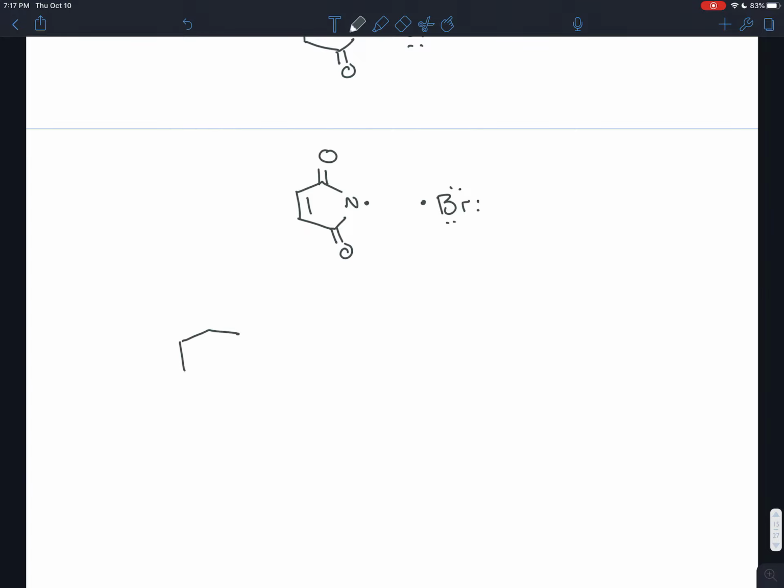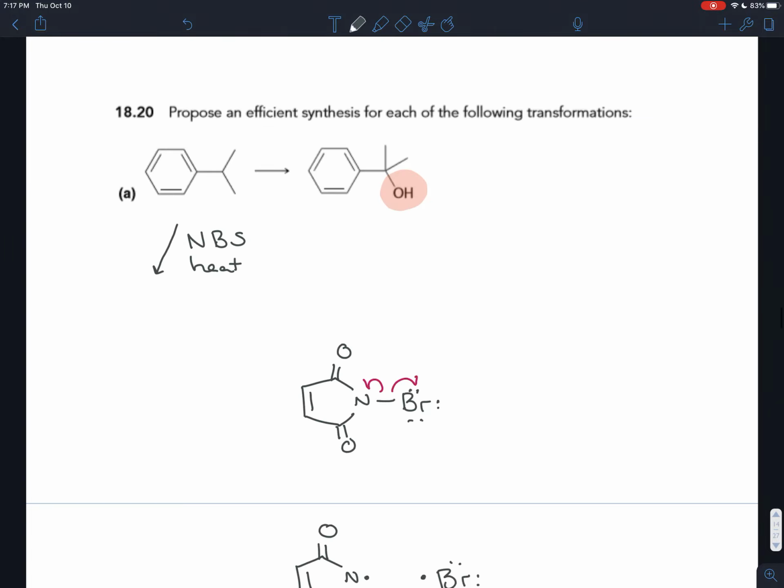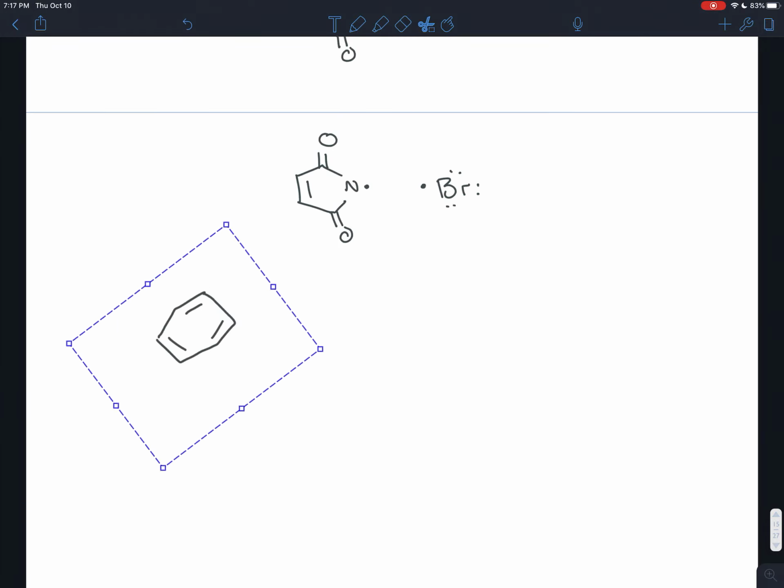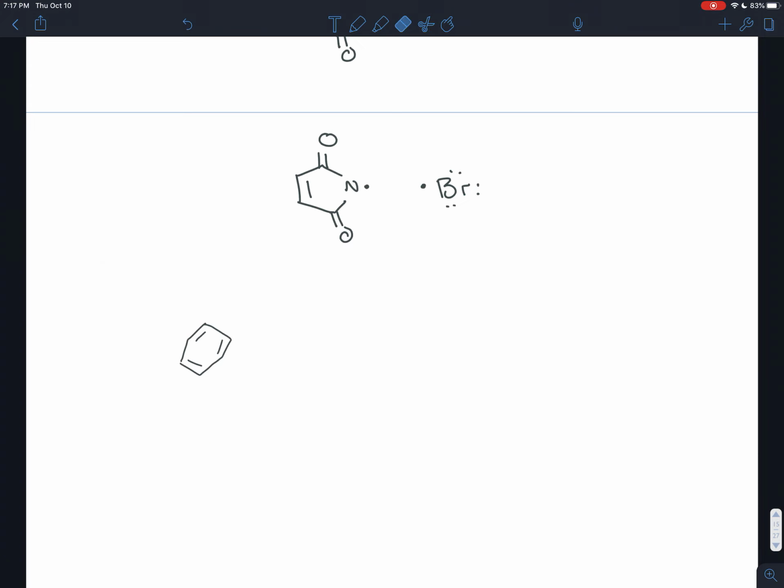Now if you treat that with the benzene ring, the radical is able to steal a hydrogen from the benzylic position, I'm sorry.